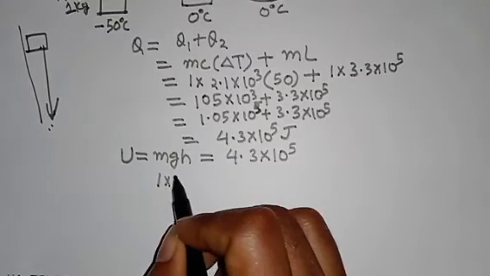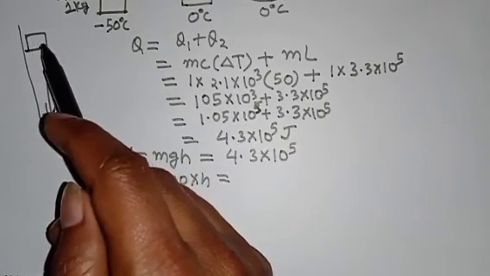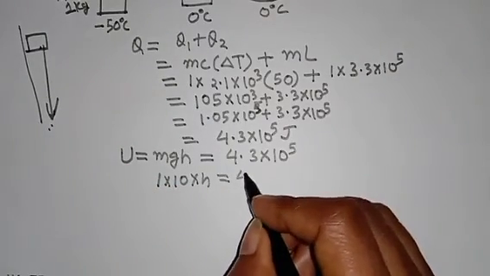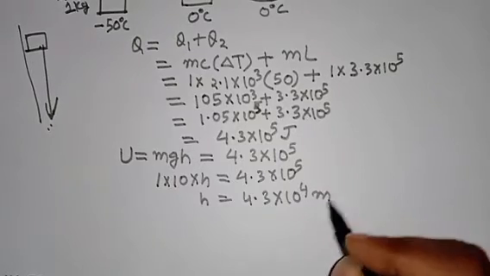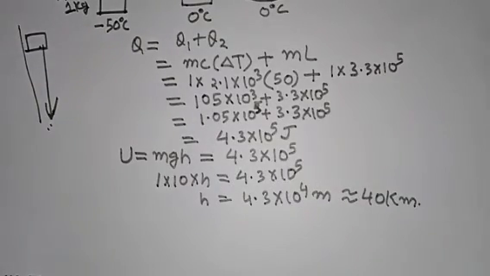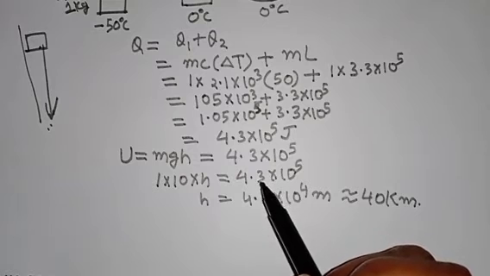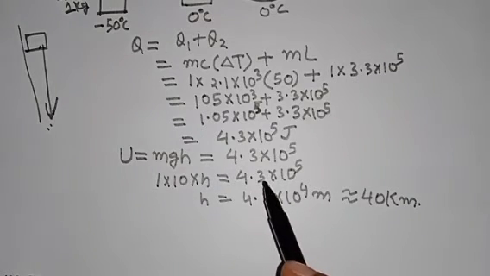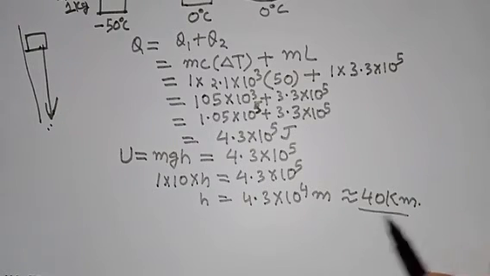So mass is 1 kg, acceleration due to gravity is 10, and we want to find the height from where we have to drop this 1 kg piece of ice in order to convert it into water. So h is equal to 4.3 into 10 to the power 4 meter, which is approximately 40 kilometer, which is not possible. Even if we suppose that friction is producing most of the required energy, it is still a very large amount of energy that friction alone cannot produce. And if potential energy has given it that energy, it still requires a very large value of height.